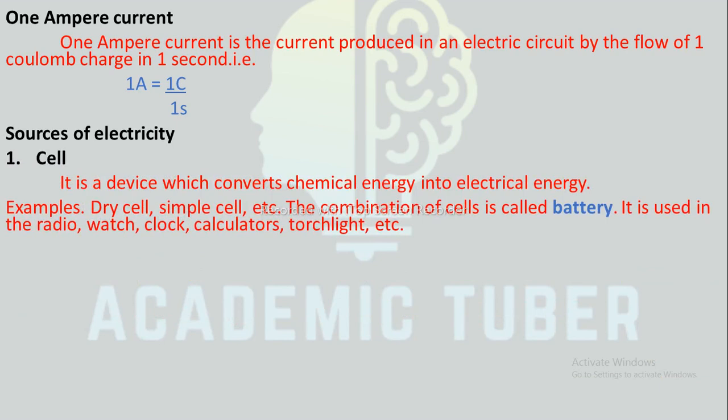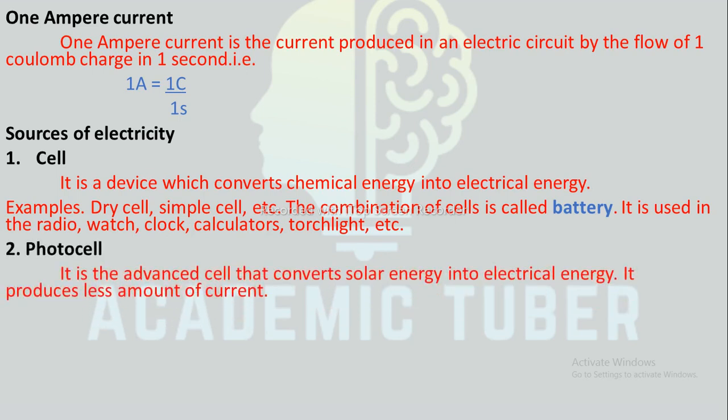Sources of electricity. First one is cell. It is a device which converts chemical energy into electrical energy. Examples of cells are dry cell, simple cell, etc. The combination of cells is called battery and it is used in radio, watch, clock, calculator, torchlight, etc.